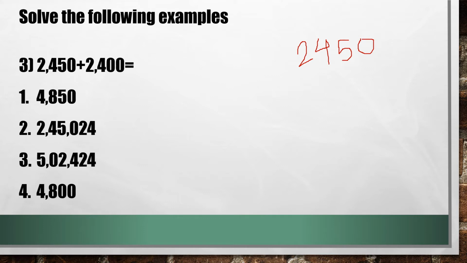Now there are times when the numbers have the same number of digits. Like here, how many digits do we have? Here there is a 4 digit number and here also a 4 digit number. So you can simply add directly, like here 0 plus 0 is 0, 5 plus 0 is 5, 4 plus 4 is 8, and 2 plus 2 is 4. So what did I get? 4850. So you can do it that way also.